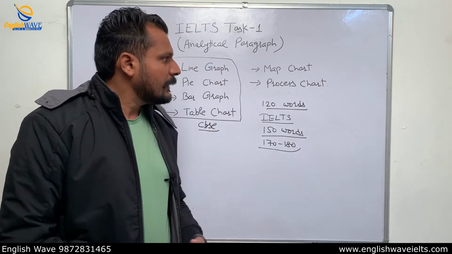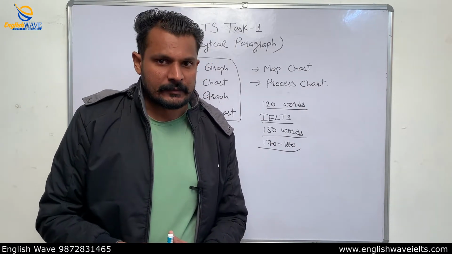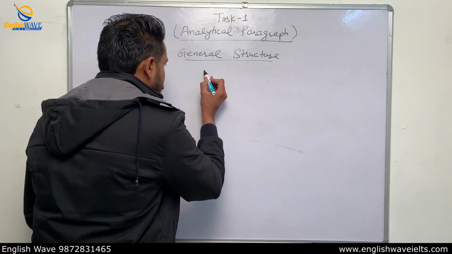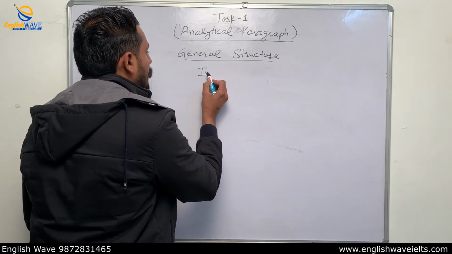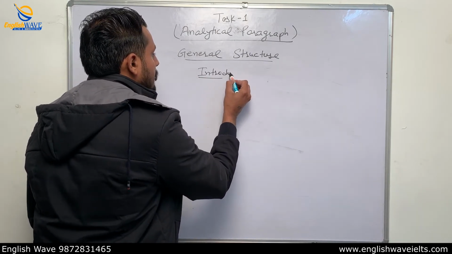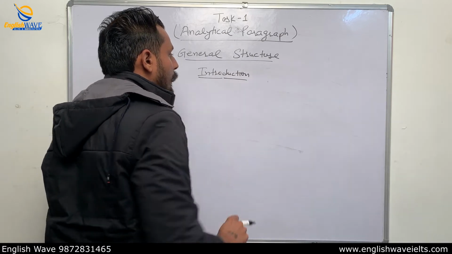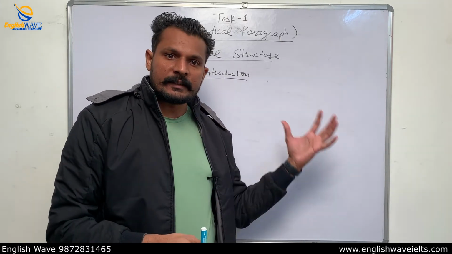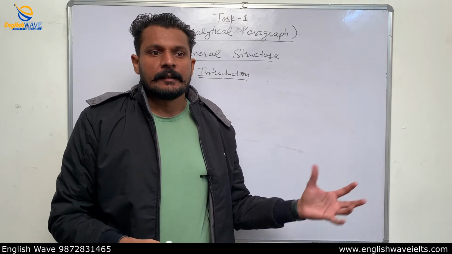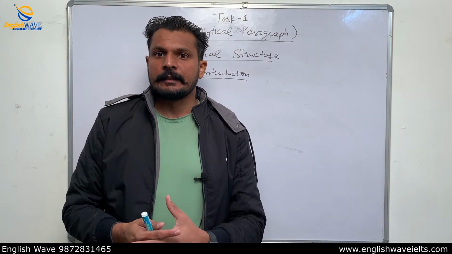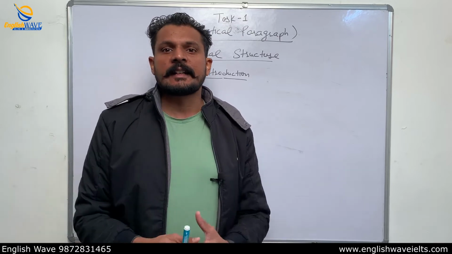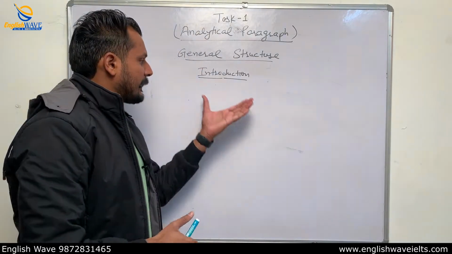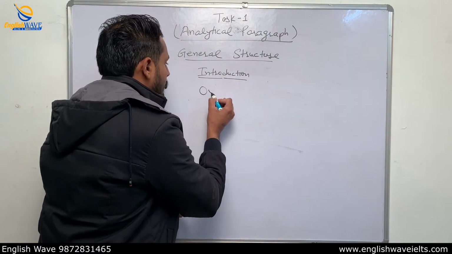And before this, let's see the general structure of the analytical paragraph. So generally we use a 4 body paragraph system. First body paragraph is called the introduction part. What you are supposed to write in the introduction part is, you have to introduce what type of graph is given, what is the information, and what are the units or several trends that particular graph will go through, right? Let's see the next body paragraph, that is overall.